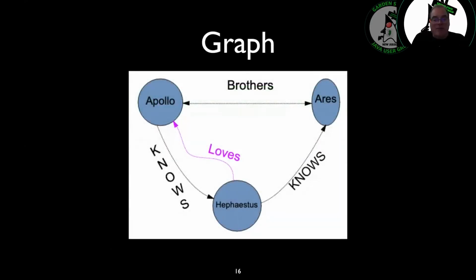And last but not least is the graph database. If you've ever taken graph theory in computer science classes, this looks very familiar to you. Here's the relationship among the different, I'm going to call them nodes, just like in graph theory. So Apollo and Aries are nodes, and then you have these edges that define that relationship. So Apollo and Aries are brothers, and Apollo knows Hephaestus, and so on and so on. So that's the relationship in graph theory.